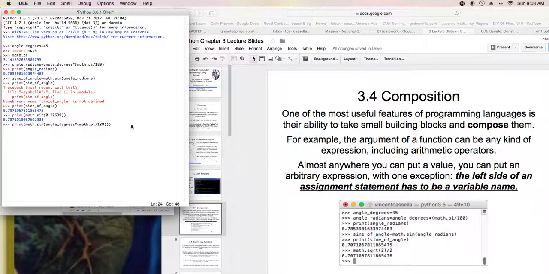Okay, and so now I've got this expression, and I'll print it, and there you can see I got the exact same value as if I printed the sine of the angle, which I should. So the point is I could put in math.sin a number, I could pass it a variable name, and I could even pass it an expression. So the argument of a function can be any kind of expression: a value, a variable name, or an actual arbitrary expression. So anyway, that's all I have for now. Bye.